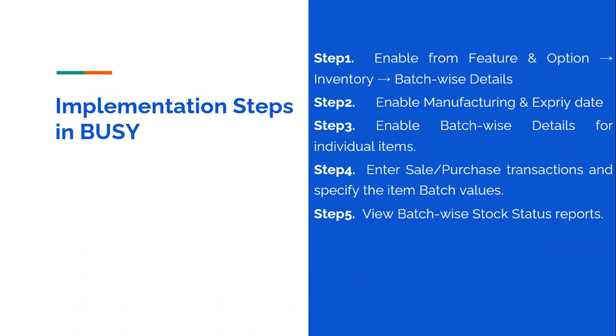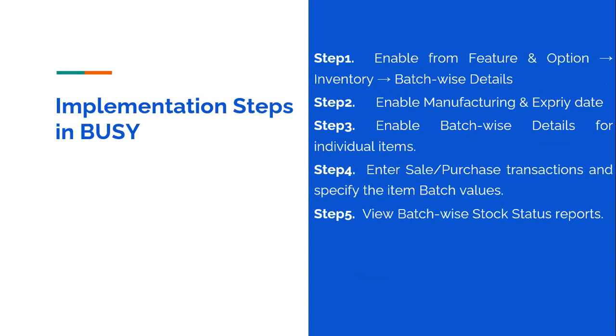Now, let's have a summary of the steps to maintain the batch number in Busy software. First step is we have to go to the configuration button, then go to the inventory part, and from there we can enable the batch-wise detail.